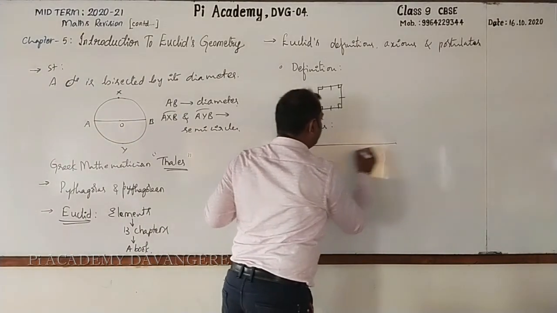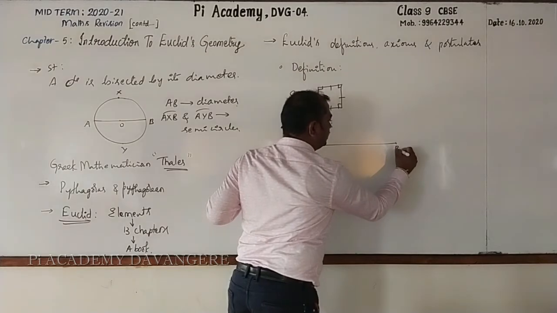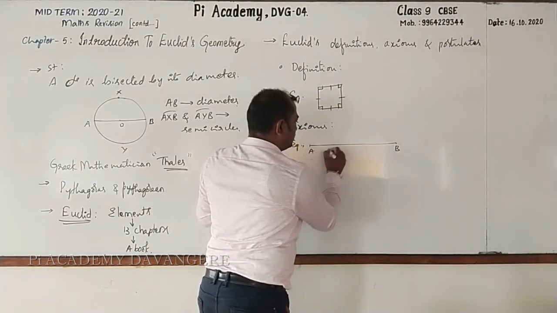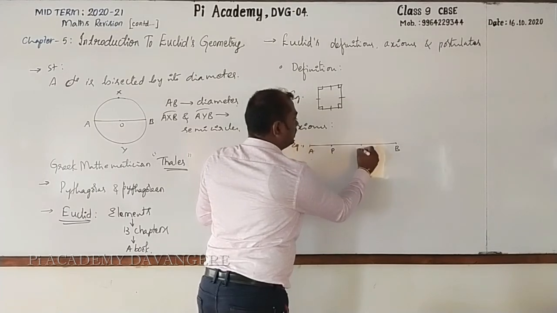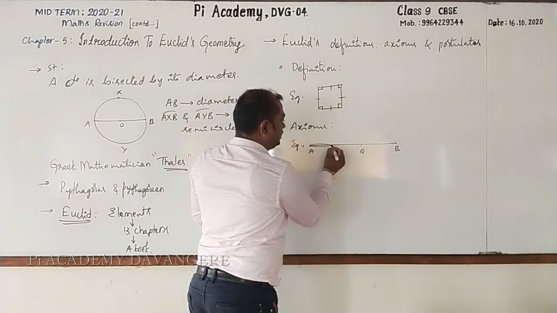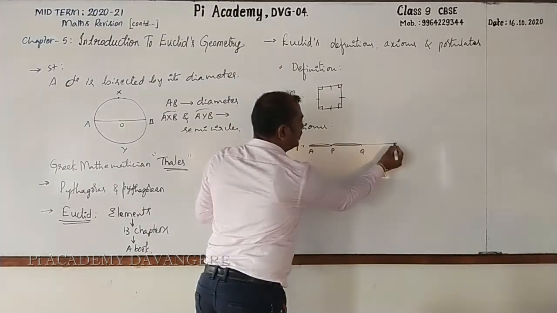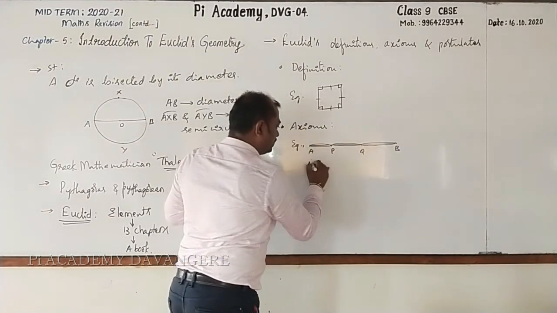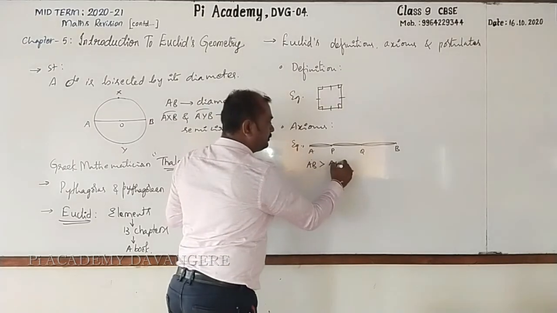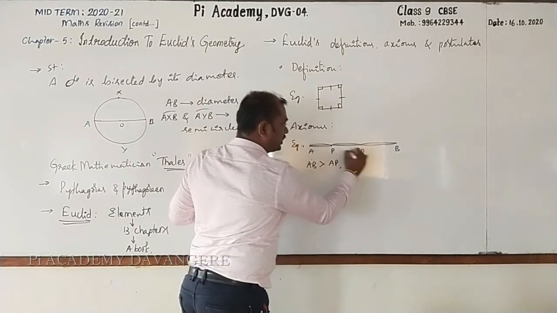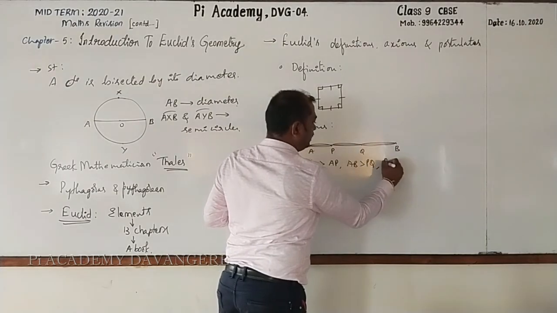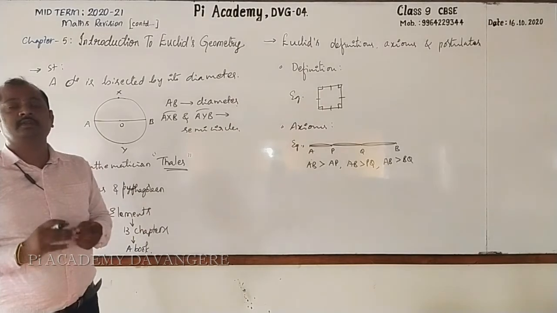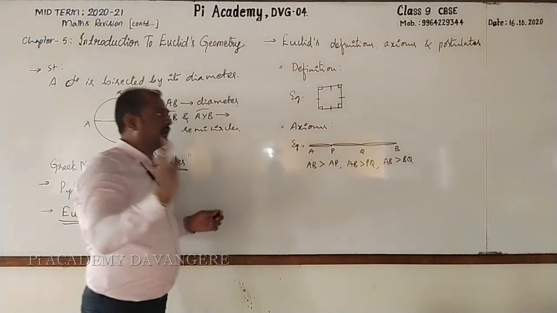For example, take the line segment AB, and cut it into a number of parts. The parts are AP, PQ and BQ. The whole, that is AB, is greater than AP, AB is also greater than PQ, AB is also greater than BQ. So the whole is greater than its parts.